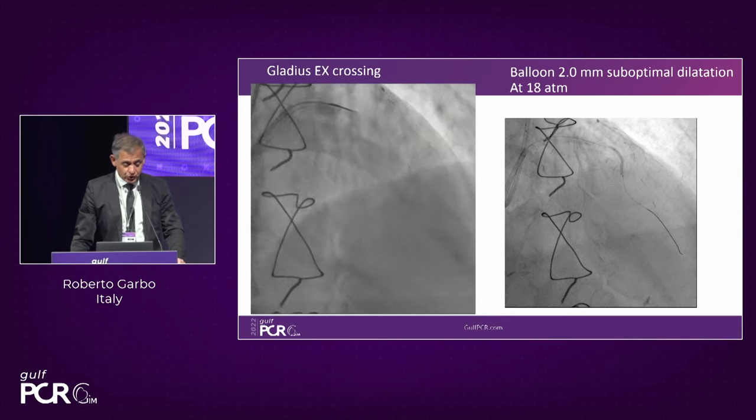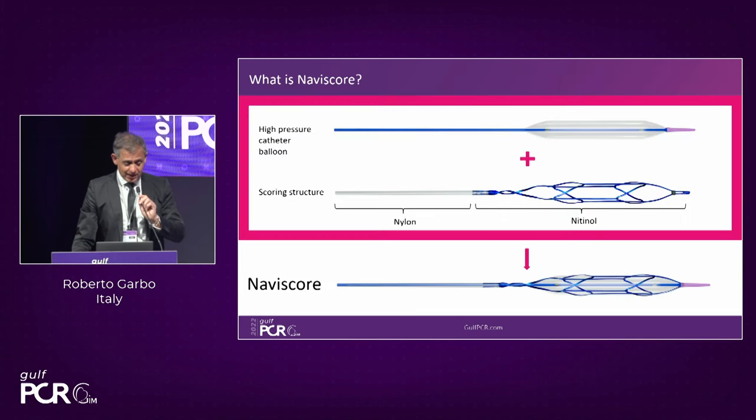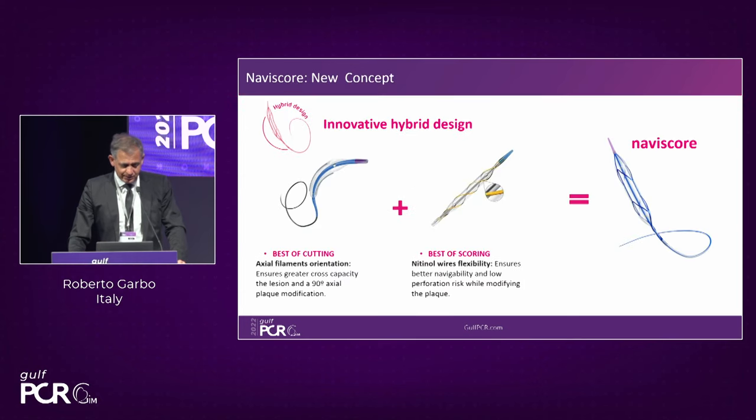So we tried the new scoring balloon by Navision, the Naviscore. I think it's a great device because we have the combination of a high pressure balloon catheter with a very good profile and a new scoring structure, a 19-hole scoring structure with axial filaments. So it's not the classical scoring balloon, but a different structure, you can see here. This hybrid design with axial filaments and 19 holes gives flexibility to this device and the possibility to go to high atmospheres, and then we have a very good refolding, we will see.